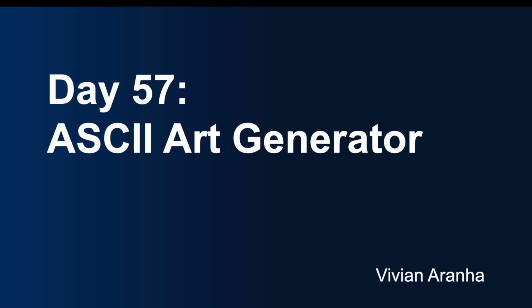Welcome to day 57 of your 100 Days of Python Challenge. Today's project is an ASCII Art Generator. You'll create a tool that converts images into artistic representations using ASCII characters. Now, this project combines Python's image processing capabilities with creative output.